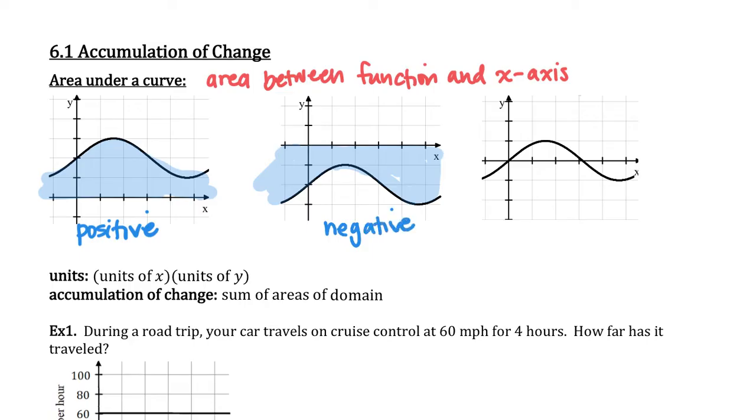And then for this last one, it's kind of a combination, but we're still going to go to the x-axis. So I have this little area over here. I have this area up here. Then I have a little more area down here. When it's separate pieces, I'm just going to add the area of each of the regions.